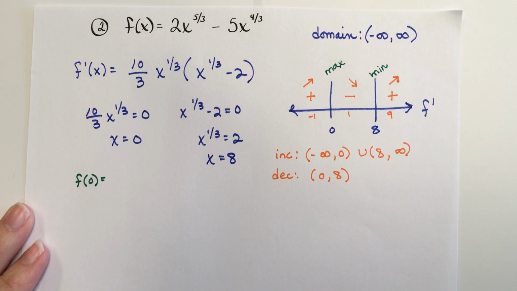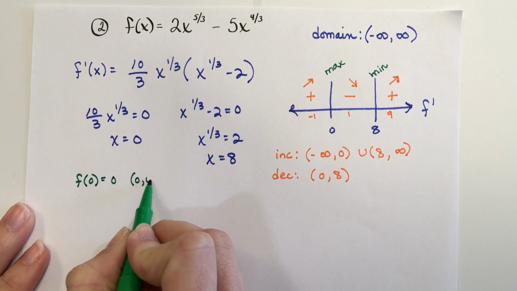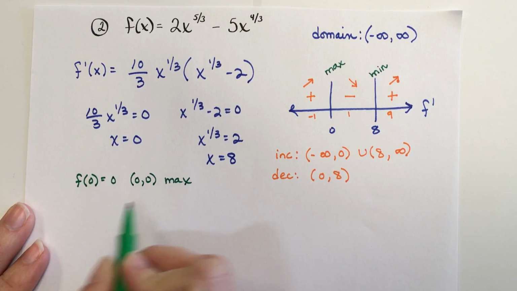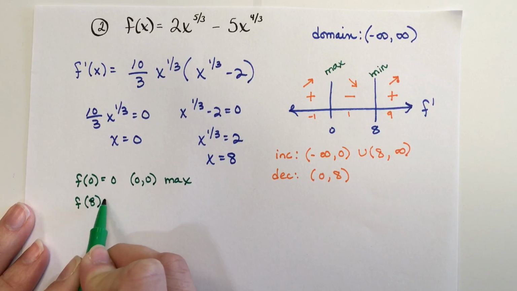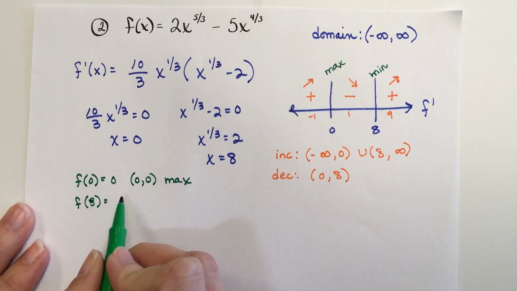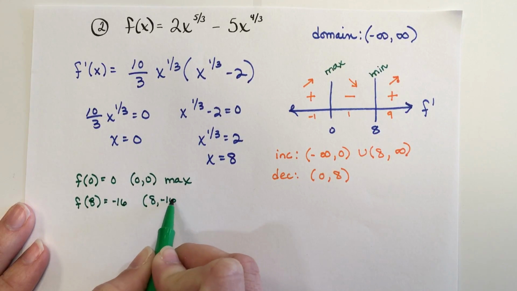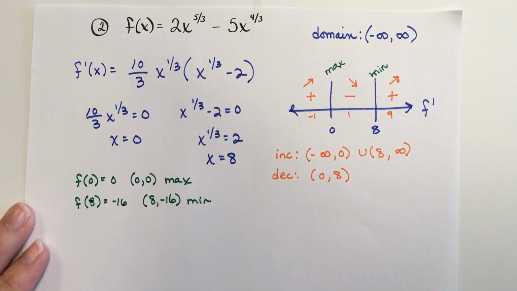So if you substitute 0 into the original function, then you're going to get 0. So that would be the point (0, 0), which is a max. And then substitute the 8 back into the original function, and that's going to give you a value of -16. So the point (8, -16) is going to be a min. Okay, so that'll be all the information that we can get from our first derivative.